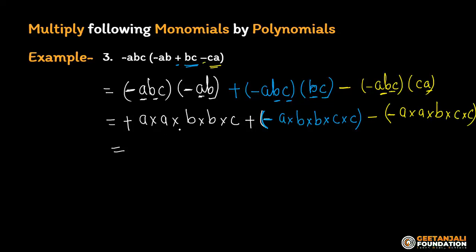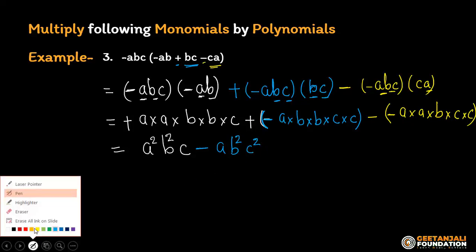So let's simplify this further. This a and a will give you a square, and this b and b will give you b square, and this c will be as it is. Now this is a negative sign and this is a positive sign. Negative multiplied with positive will give you a negative result. So when you simplify, it will be minus a, this b and b will give you b square, this c and this c will give you c square. So this is your second term.